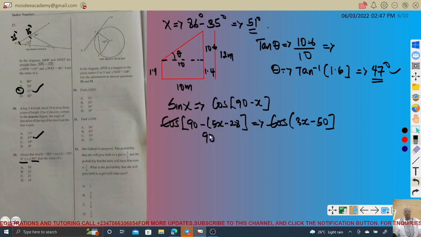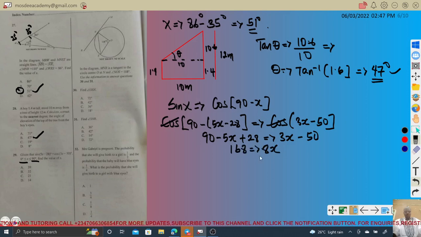This is 90 minus 5x plus 28 equals 3x minus 50. From here, I believe my students can calculate the value of x, but we can do it together. 140, when this moves here, 140 plus 28 is 168. When this moves here, that is 8x. Divide both sides by 8, x equals 21. And that is option C. That's the answer.